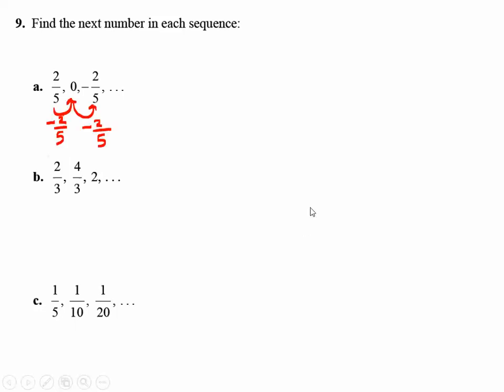In this case, if you agree here, 2/5 subtract 2/5 would give you the 0. And 0 subtract 2/5 would get you to a -2/5, right? We're subtracting 2/5 each time. That's kind of what we're doing. There's your pattern. So now the question is, what is -2/5 subtract another 2/5?